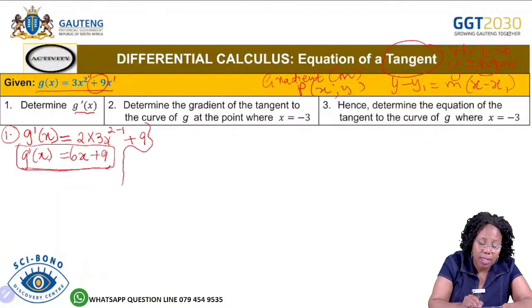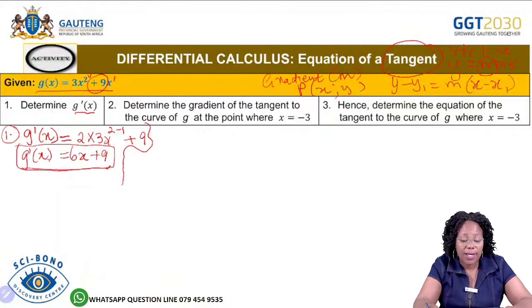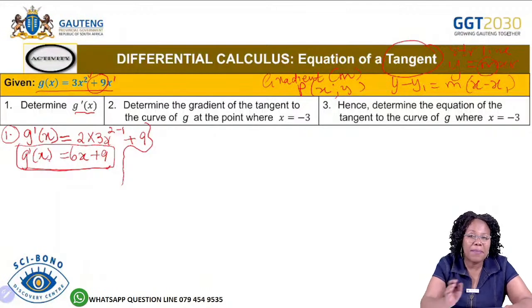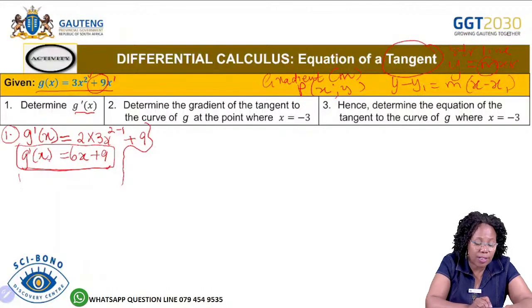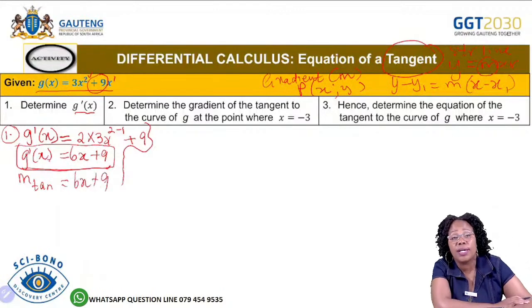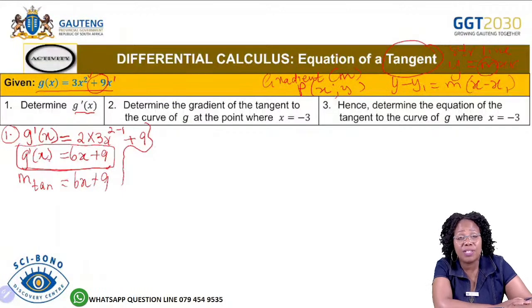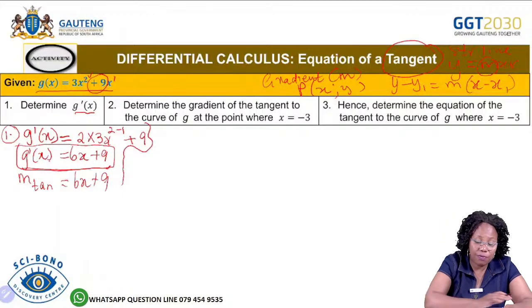Okay. And then number 2, determine the gradient of the tangent to the curve of G at the point where x is equal to -3. Now, grade 12, the minute you derive, you are now looking at the gradient of a tangent. That means the gradient of the tangent will be represented by this equation, 6x plus 9. The minute you derive, you are now determining the gradient of a tangent.